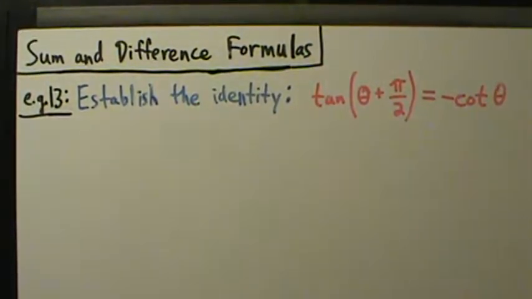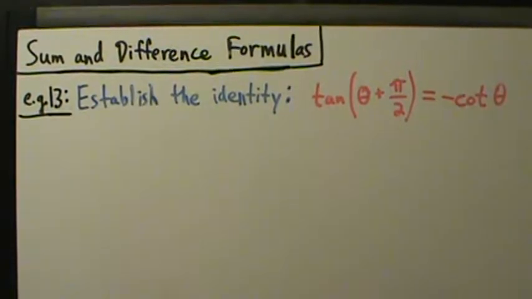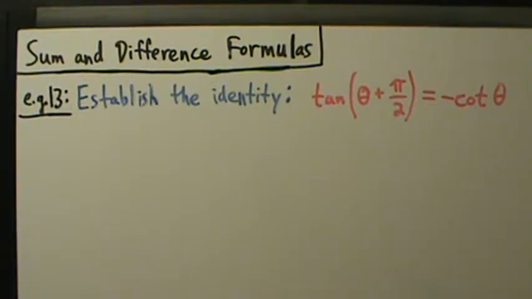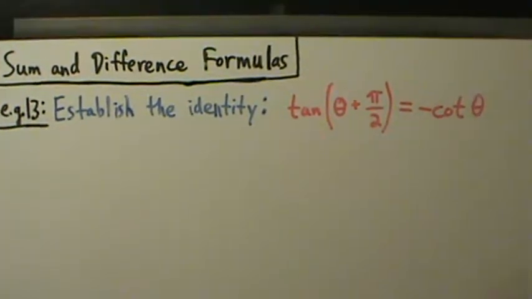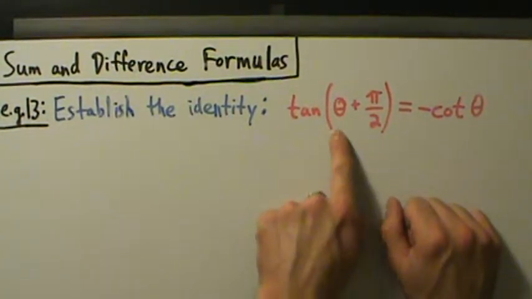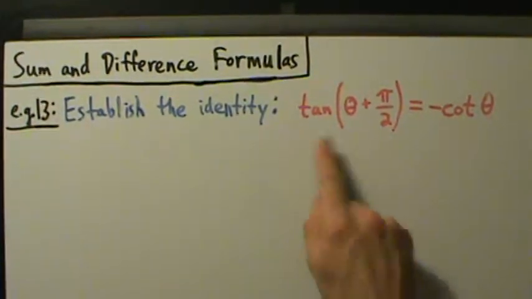Just like with every establish the identity problem, what you always want to do is pick one side, start on just that side, leave the other side completely alone, and manipulate that one side to make it look like the other side. Usually we want to start on the more complicated side. Neither of these are really all that complicated. This one is maybe a little more because it has the theta plus pi over 2. And we are talking about sum and difference formulas, so maybe we should start on this side here.